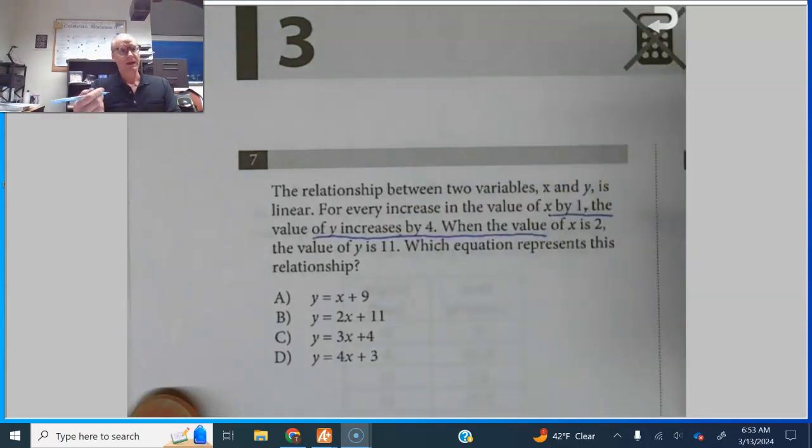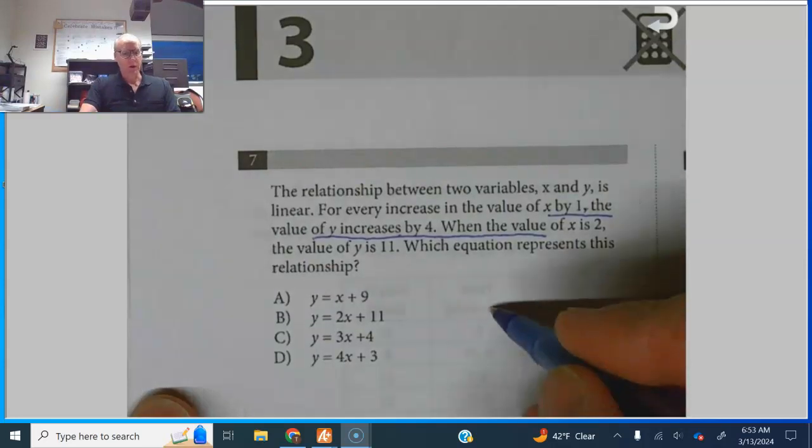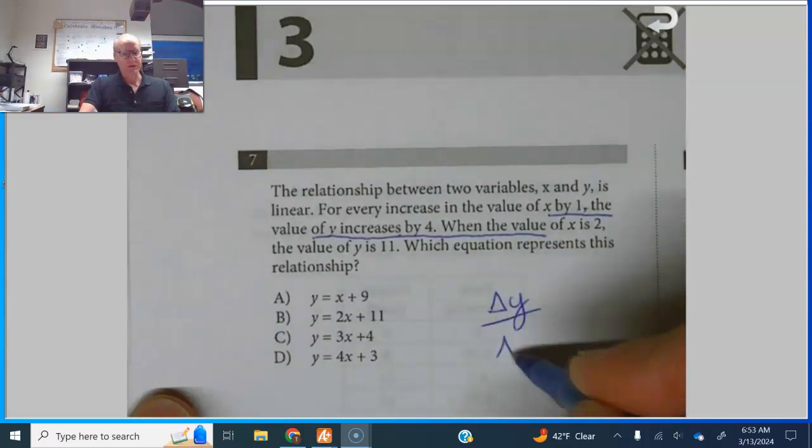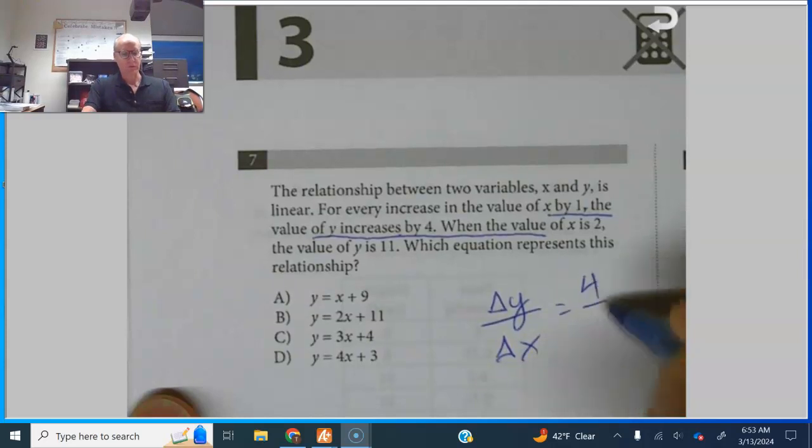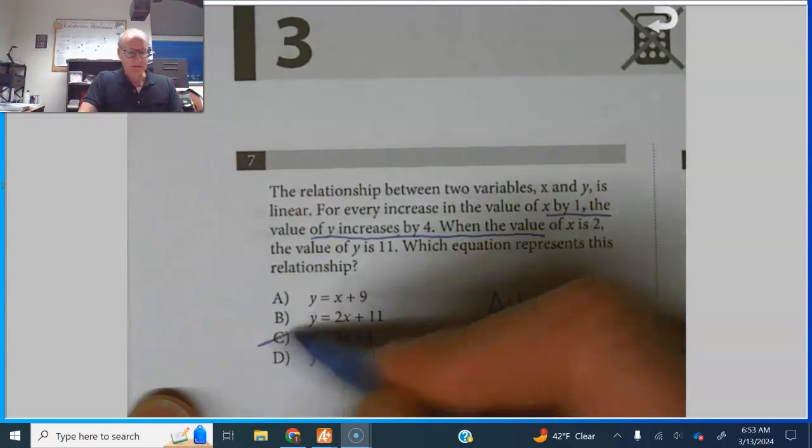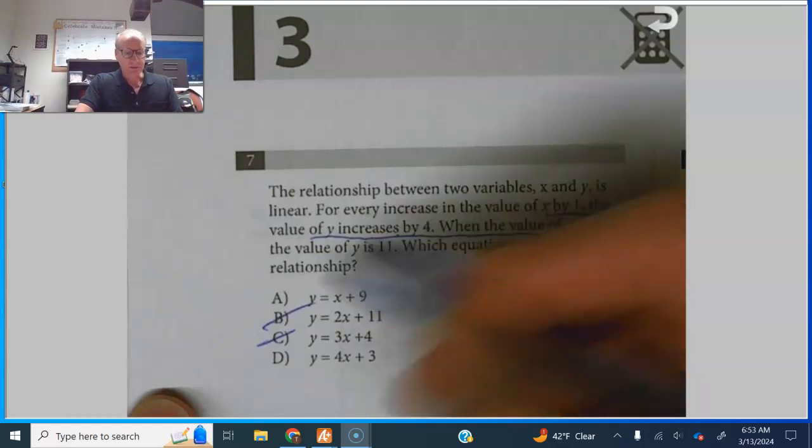This is called rate of change. It's always the change in y over the change in x for slope. And so the slope is 4 over 1. That eliminates these two, and it also eliminates that one, and I'm done.